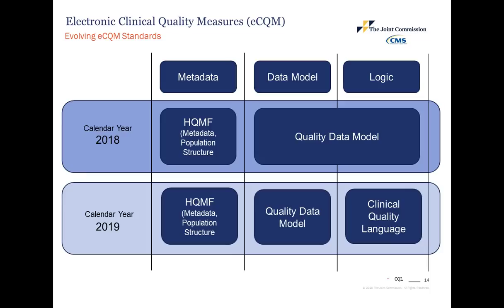So this diagram is one of the ways we represent the evolution of the standards when creating the specifications for eCQMs. There are three components to the eCQM. The first, you have the metadata. The HQMF, or Health Quality Measure Format, is the basic electronic specification for the measure. In other words, the metadata and the population structure. Second, you have the data model, the QDM, which is the data model used for 2018 and 2019 reporting. Third is the logic.